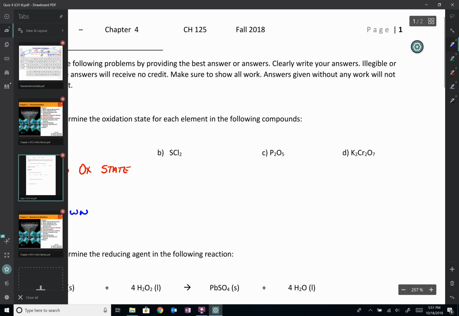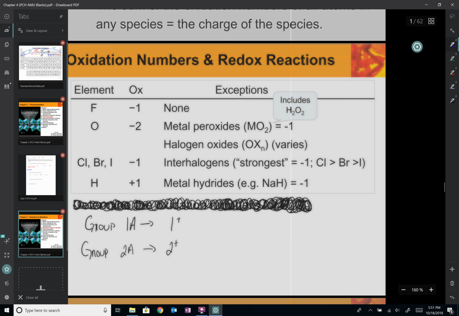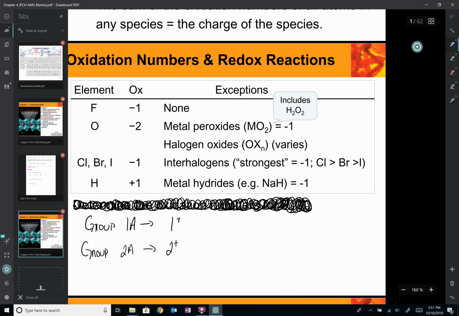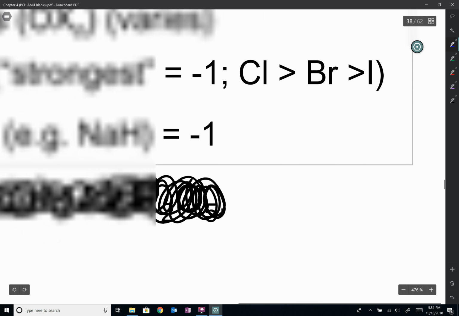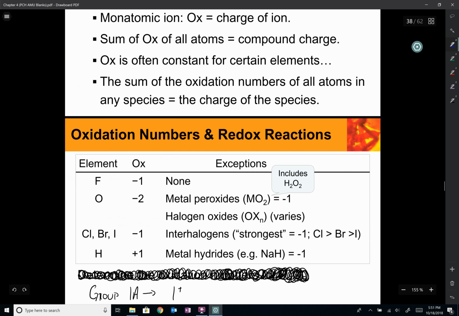Okay, so I'm going to switch over to the rules just as a quick recap. Okay, so where was it? Should be here. Yeah, there it is. Okay. Ooh, I need to zoom in. All right, let's start here.